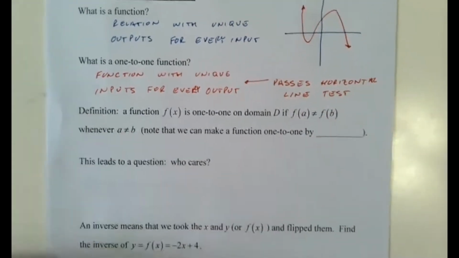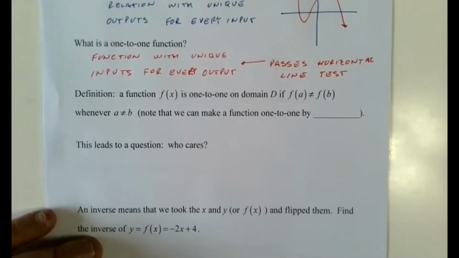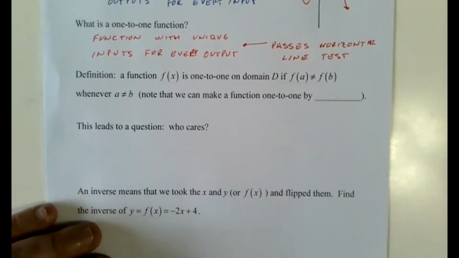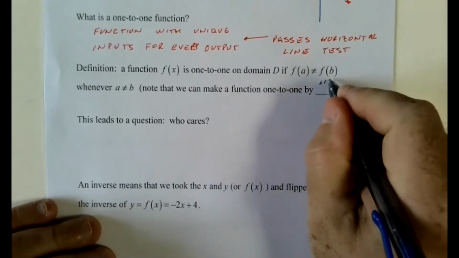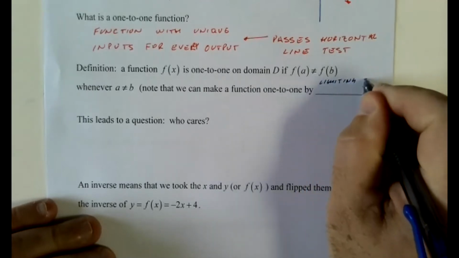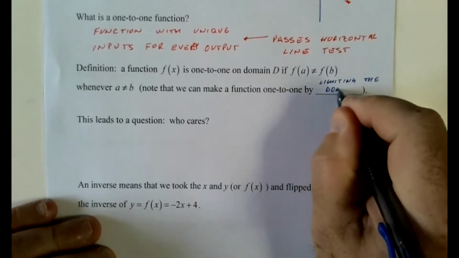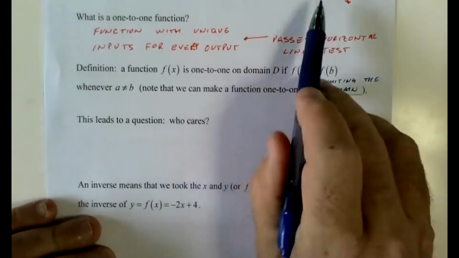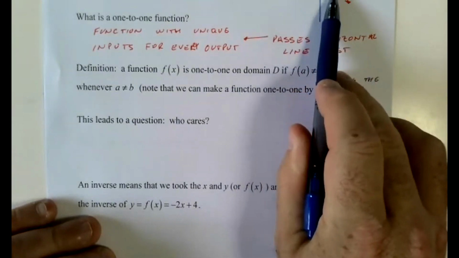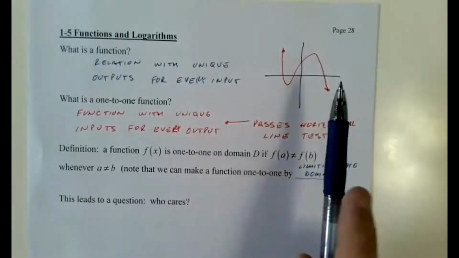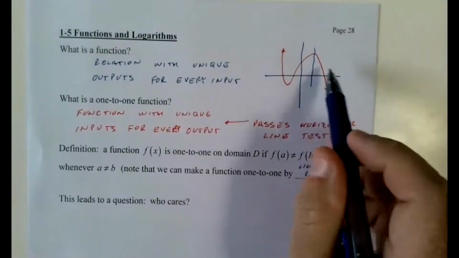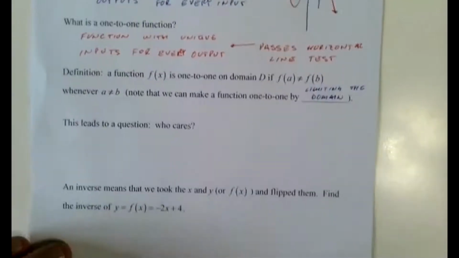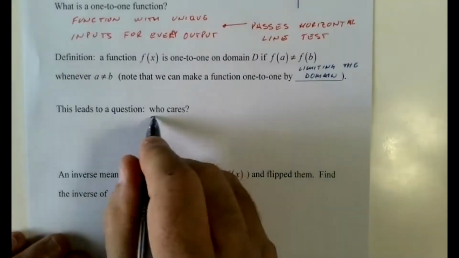You can define it: a function is one-to-one if f of a never equals f of b whenever a does not equal b. We make a function one-to-one by just limiting the domain. What does that even mean? Who cares? We can just pick a certain spot. For example, let's go from here over, and then it passes horizontal and vertical. We could do that, but back to the question, who cares?